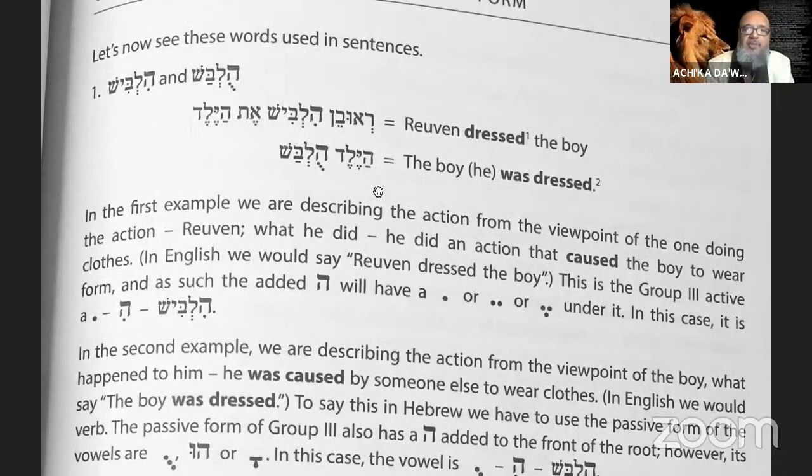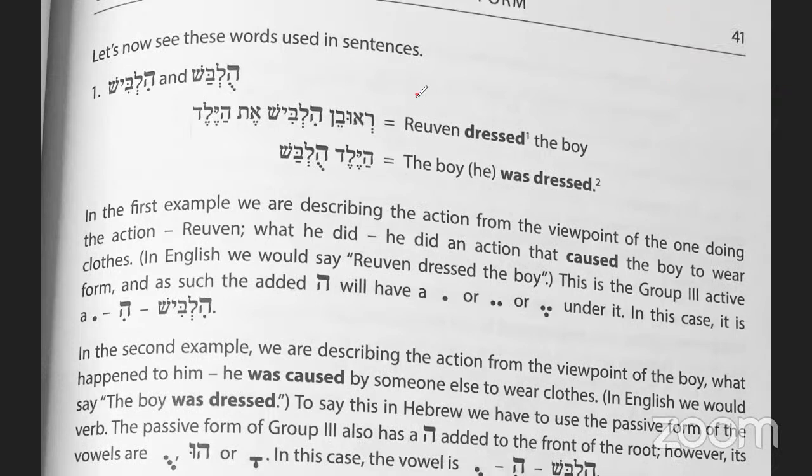These are some words being used in a sentence. They're using two forms, the active form and the passive form. They're using hilvish and they're using hulvash. Somebody read to me the first sentence. Don't worry about understanding it, just read it.